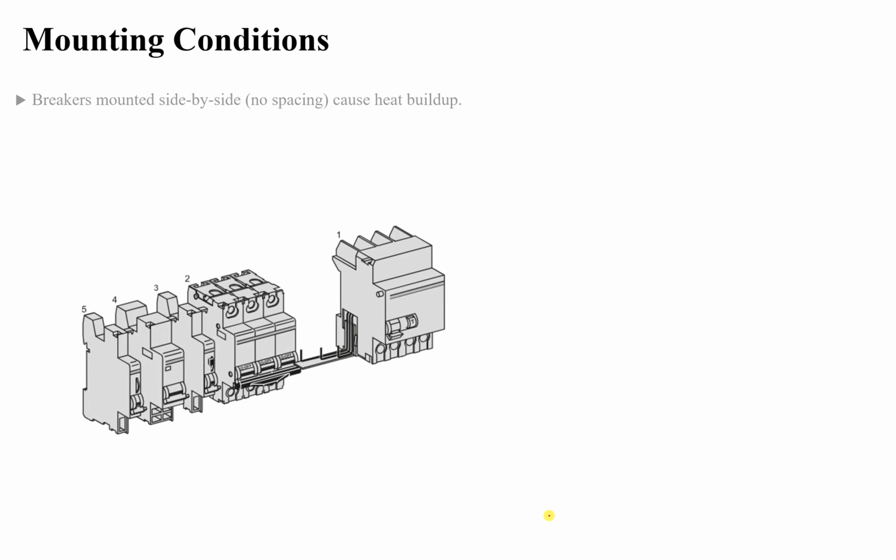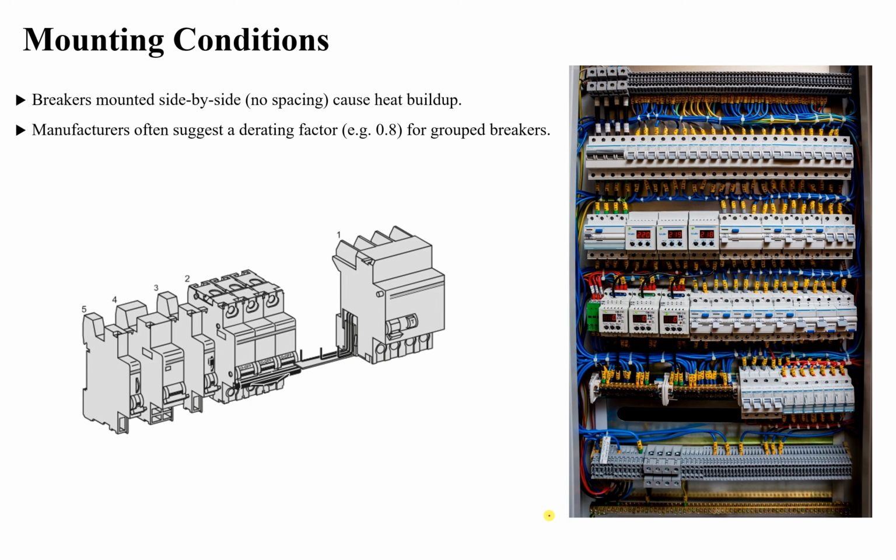Now the second effect, which is the mounting conditions. Our circuit breakers are usually installed in an electrical panel like this. All of these circuit breakers will produce heat energy, and this heat energy will affect the bimetallic strip inside all of these circuit breakers. That's why manufacturers usually suggest a derating factor of 0.8 for grouped breakers. For example, if our breaker is 16 ampere, it will usually trip at 0.8 of this value. We will see how to select these breakers using these derating factors in the end.